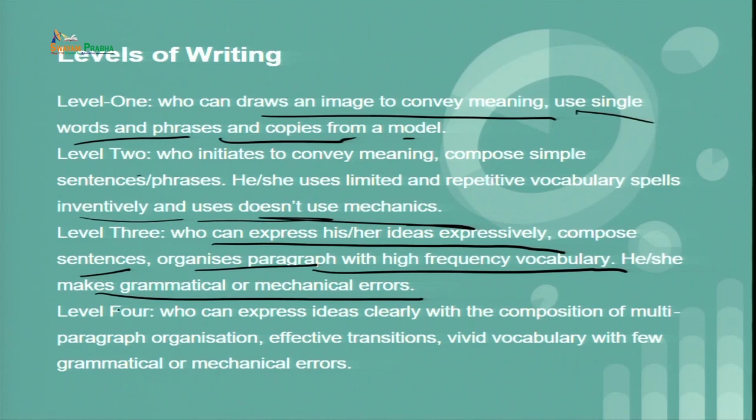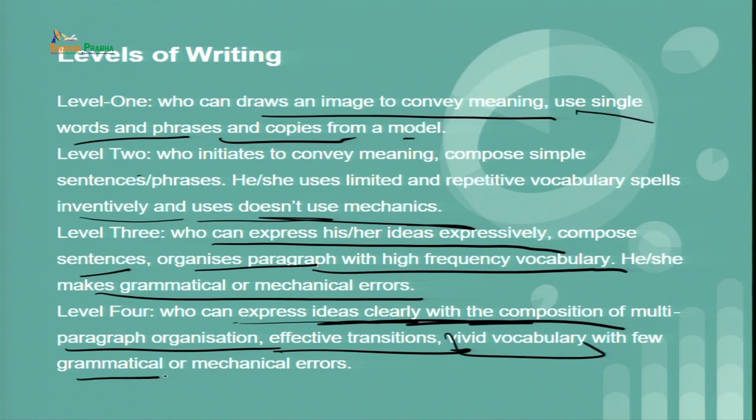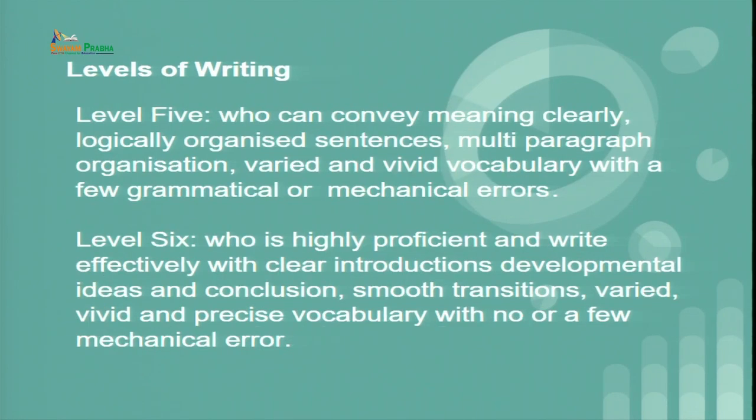Besides, we see that at level 4, a writer can express ideas clearly with the composition of multi-paragraph organization. There are effective transitions from one sentence to the other, coherence, cohesion, and a large vocabulary, which is described as vivid vocabulary, with few grammatical or mechanical errors. We cannot say that the learner would be error free. There would be some, but the range of vocabulary, the transition sentences, and the paragraph organization are so vivid that such small errors are not highlighted. I'm continuing here in this slide as well.